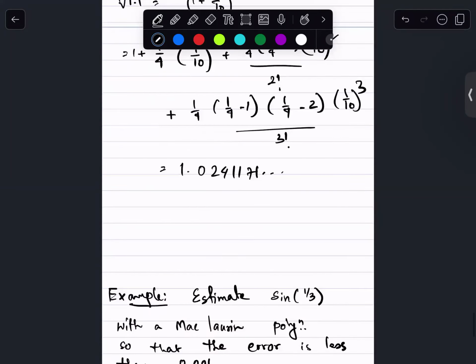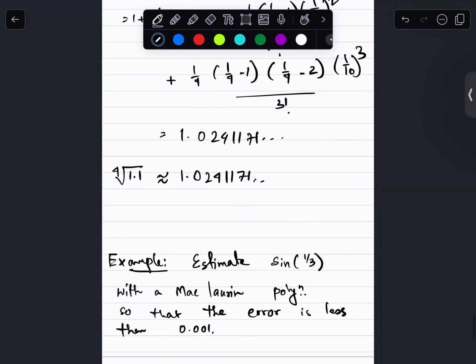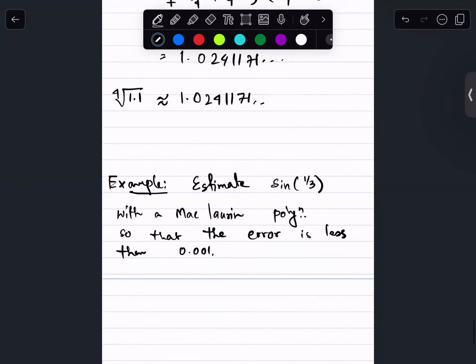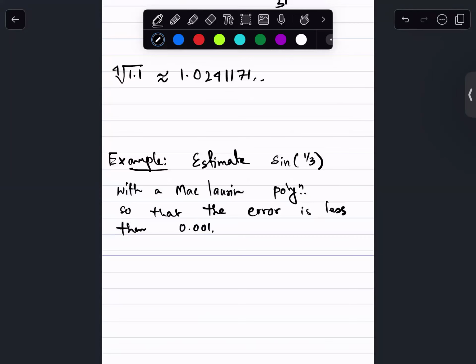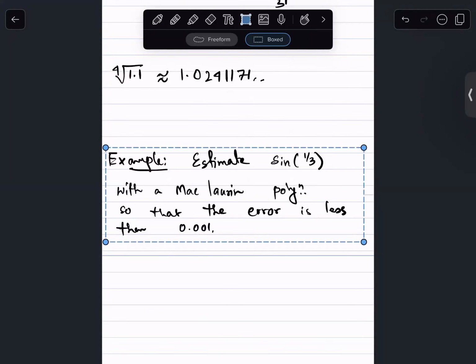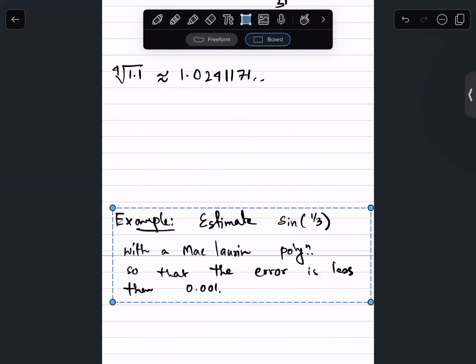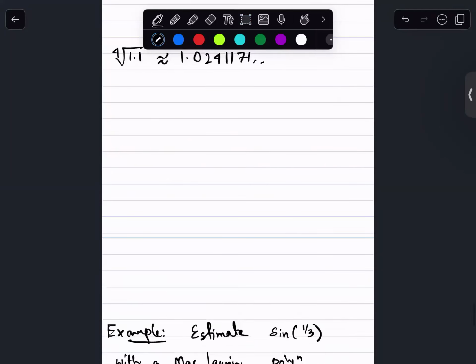Okay. So the fourth root of 1.1 is approximately 1.02411171. I should write this curly equal sign because this is an approximation. Now, as usual, your next question should be how good the approximation is. I mean, what is the error?